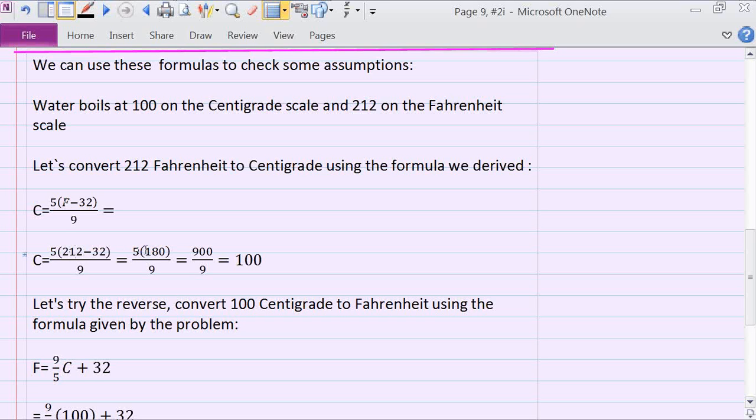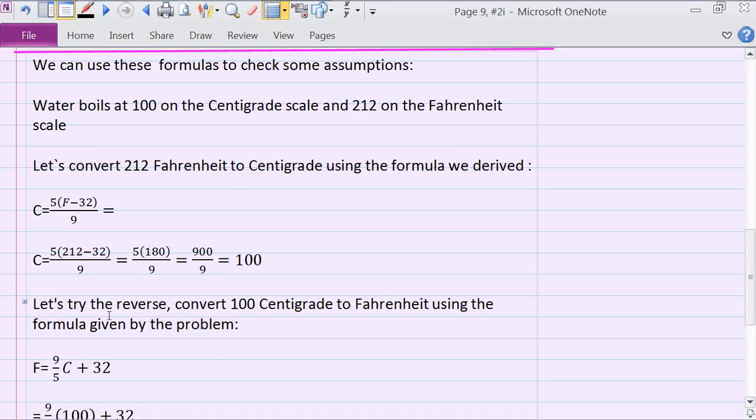212 minus 32 is 180. 5 times 180 is 900. So 900 over 9 gives us 100. So what we're saying is that 212 on the Fahrenheit is 100 on the centigrade.